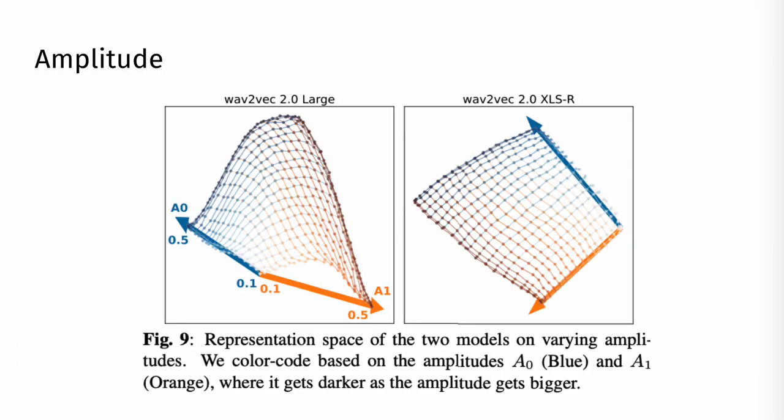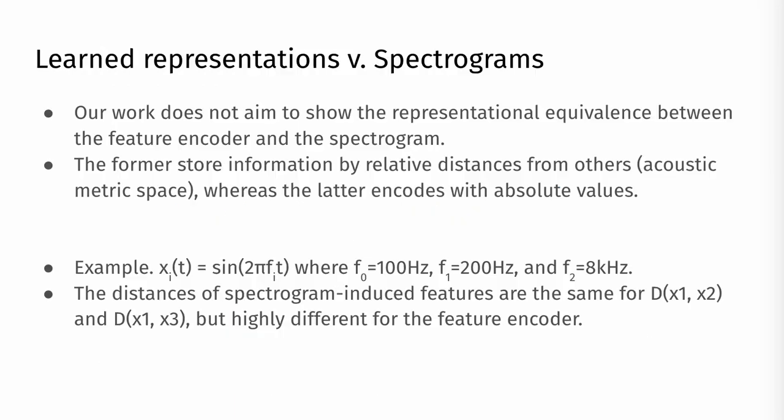Finally, the amplitude. It's also similar to the formants before: the amplitude information is stored inside the local grid structure. So the conclusion is, till now, it sounds like we went through quite a hassle to show that the convolutional features were equivalent to that of the spectrogram. But that wasn't what we wanted to show in the end.